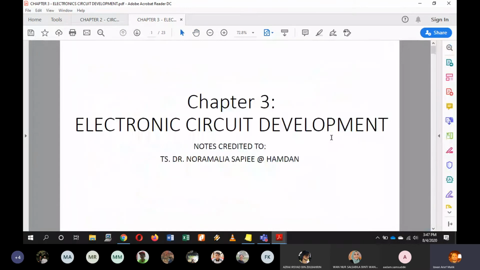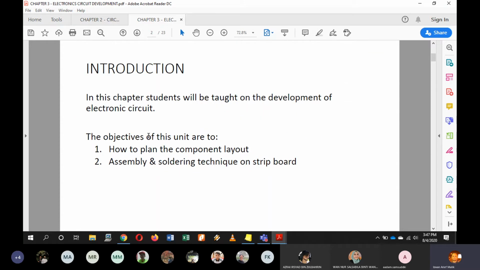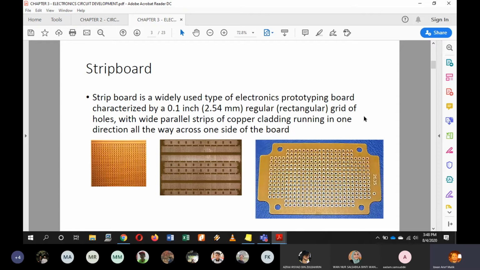Let's take a look, here there is an example which will show you about the bending techniques. So still electronic circuit development, which is also related to chapter 2. So the objective is for you to know how to plan the component layout and assembly and soldering techniques on strip board. Okay, we will look into another type of board which is available in the market that you can use for designing electrical and electronic circuit.